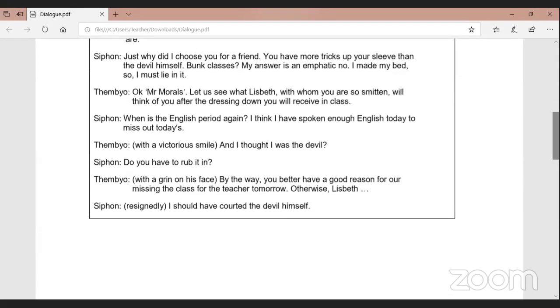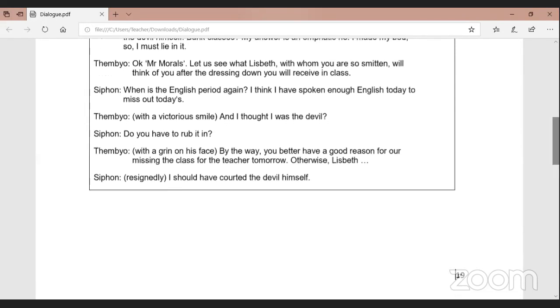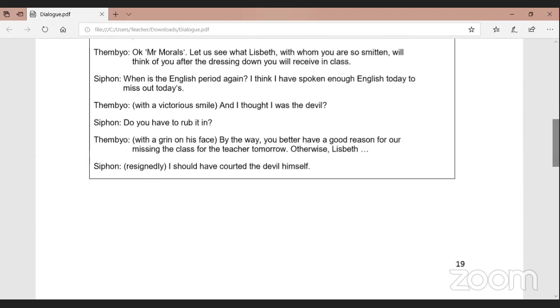Siphon: Just why did I choose you for a friend? You have more tricks up your sleeve than the devil himself. Bunk class? My answer is an emphatic no. I made my bed, so I must lie in it. Tembo: Okay, Mr. Morals. Let's see what Elizabeth, with whom you are so smitten, will think of you after the dressing down you'll receive in class. Ooh. When is the English period again? I think I've spoken enough English today to miss out today's.